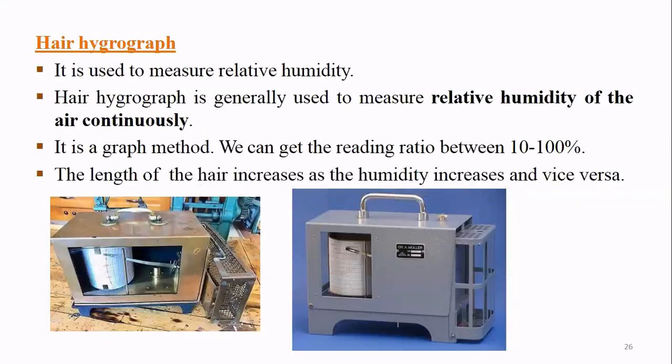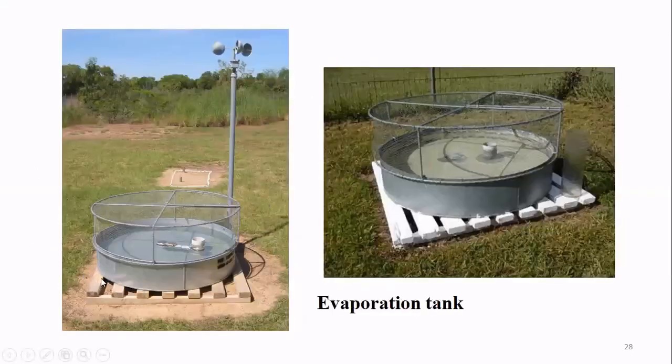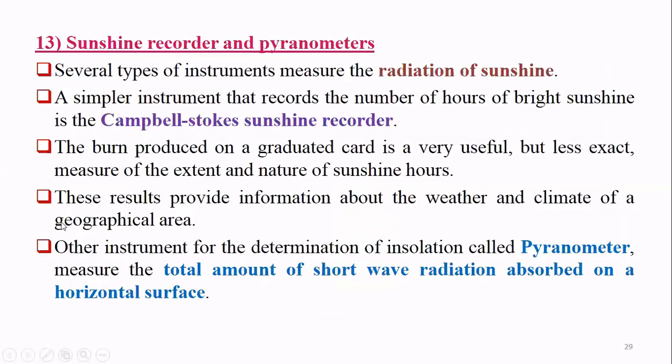You can get it in a room. Then the evaporation tank. You need to know its diameter and height, and it should be placed on wooden material, and it's used to measure the evaporation rate. Okay, then the sunshine recorder.